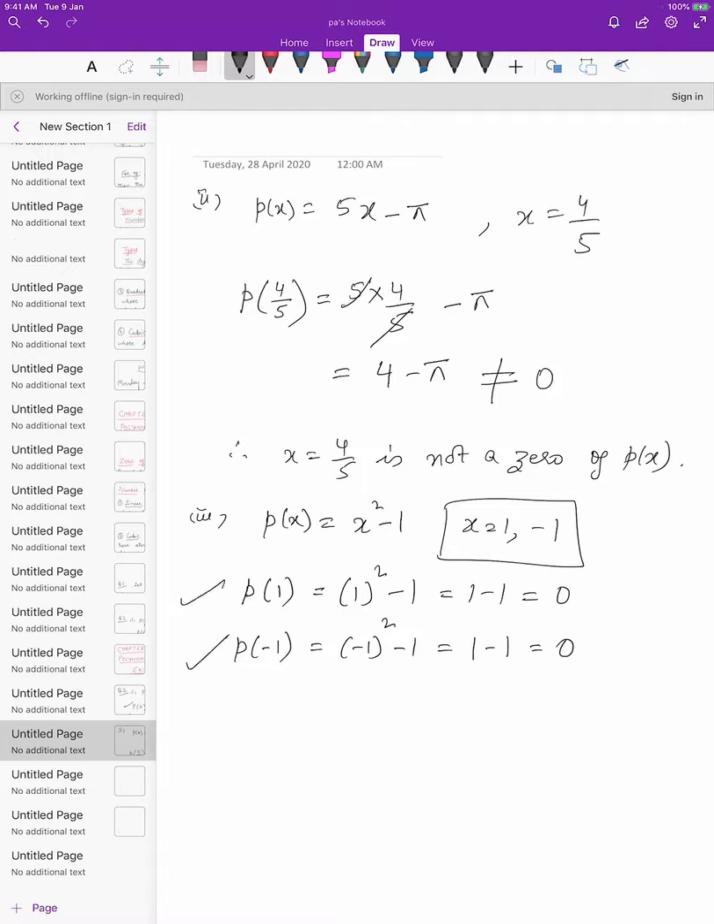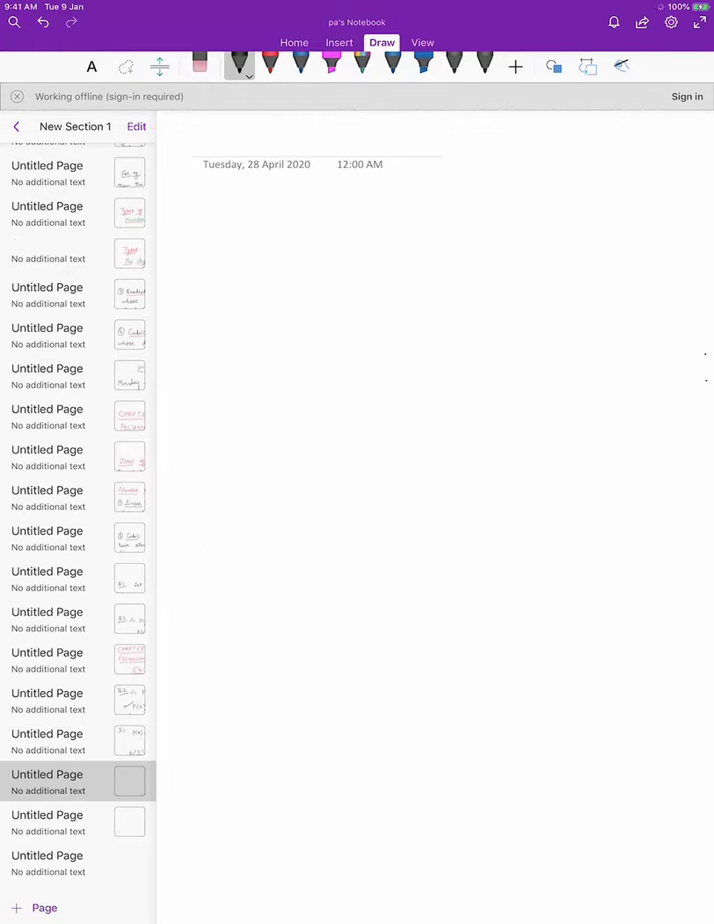It means both the values of x are making the given polynomial 0. Therefore, can we say x is equal to 1 and minus 1 are the zeros of the given polynomial p(x)? Yes. So this is how you have to complete the rest of the parts. By putting the values, see whether the polynomial is reduced to 0 or not. If it is coming out to be 0, then we can say yes, it is a zero of the given polynomial, and if it doesn't come out to be 0, you will say it is not a zero of the given polynomial.